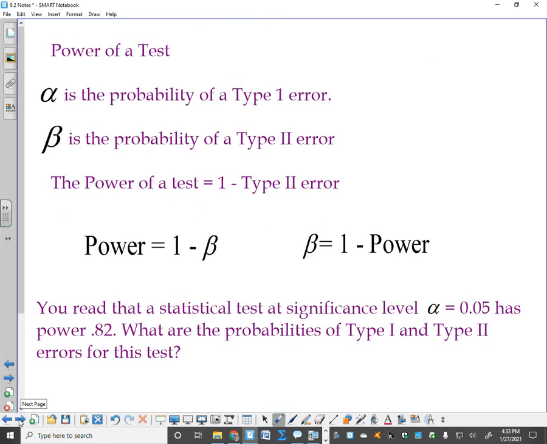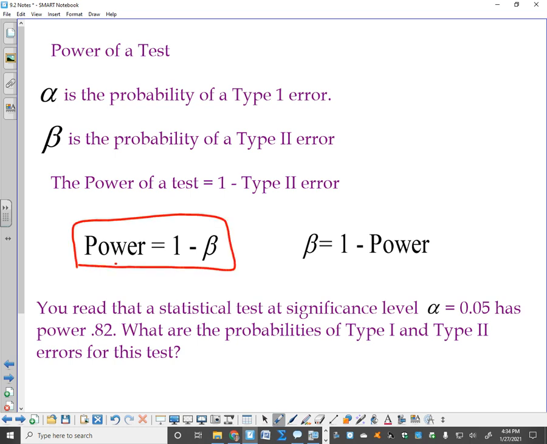Okay, then the last thing we need to talk about real quick is the power of a test. This is just something you have to memorize. Alpha is the probability of a type 1 error. Now, that's connecting two things that you already know. Alpha, which is your level of significance for the test, is the probability of a type 1 error. Think about what a type 1 error is. Now alpha is the probability that that will happen. Beta, which you don't know, is the probability of a type 2 error. And here's how you find beta.